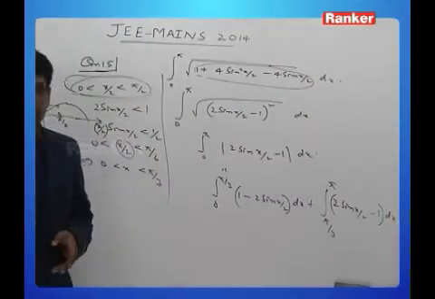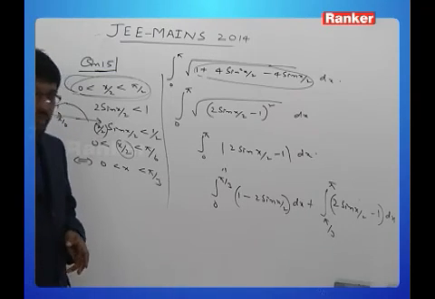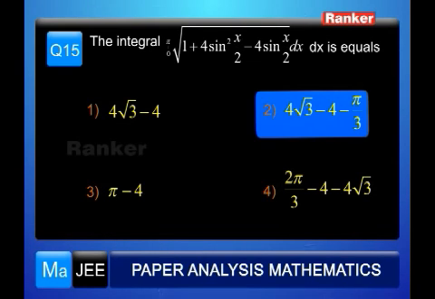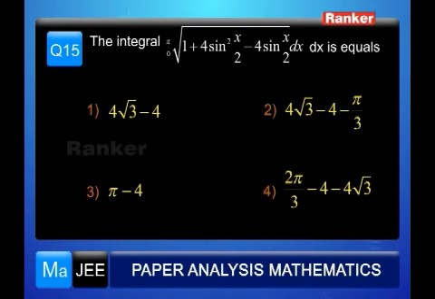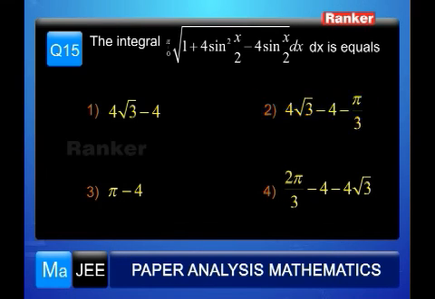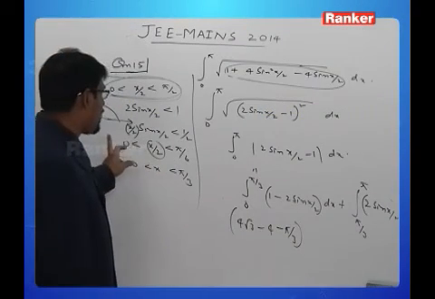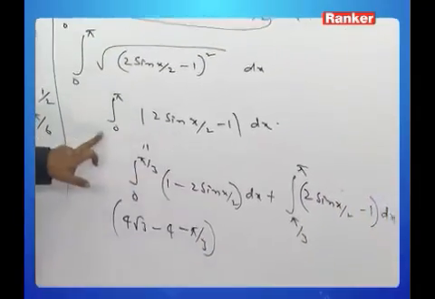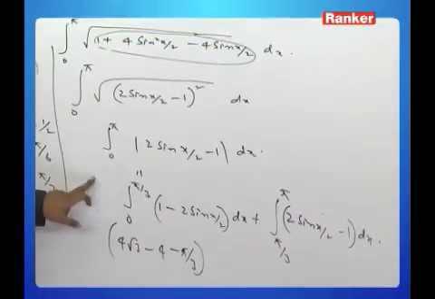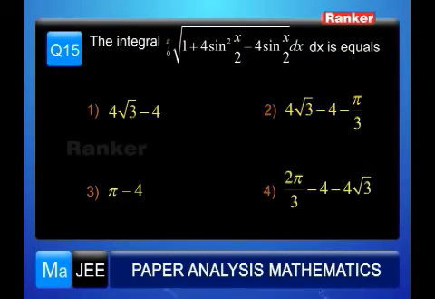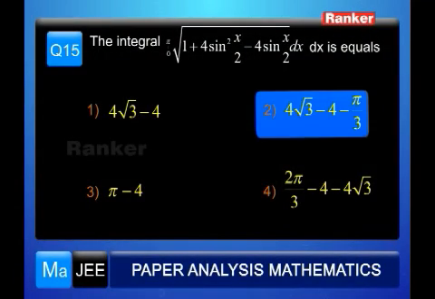Now these are simple integrals to be calculated, and we will see that option 2 is the right answer: 4 root 3 minus 4 minus pi by 3. That's the answer. Simple thing to integrate and apply the limits. The main part here is how to resolve the modulus. So we break the interval so that I take the positive sign here. Yeah, that's the answer. Therefore option 2 is the right answer.